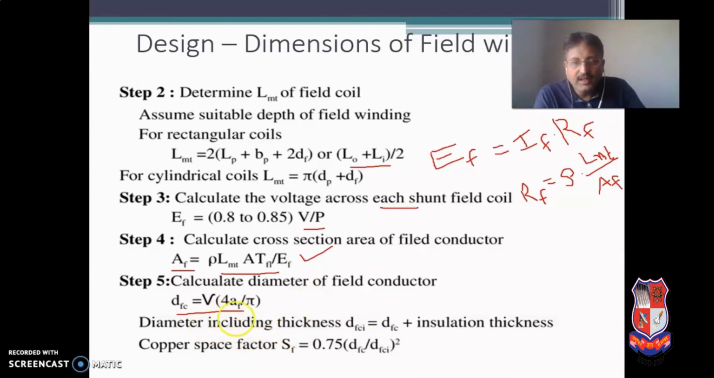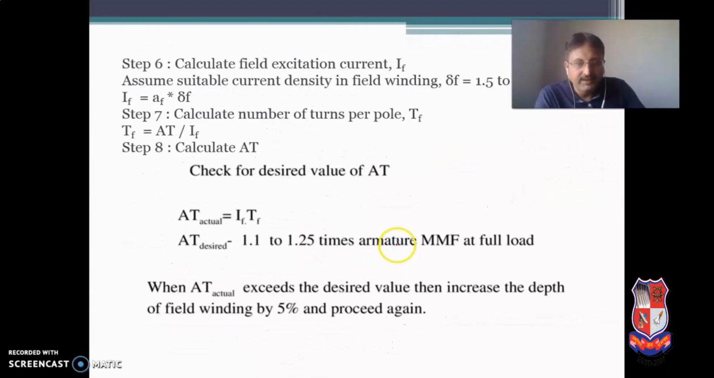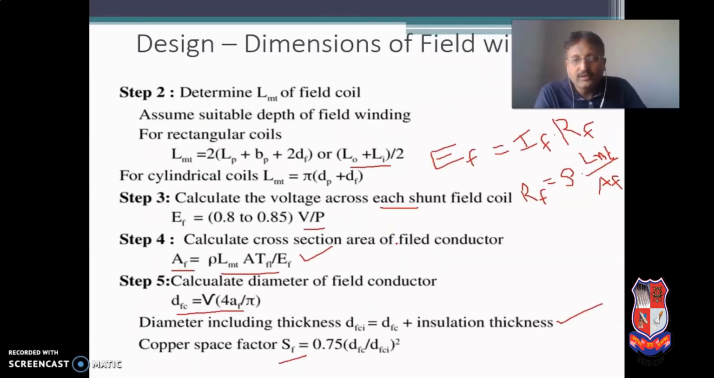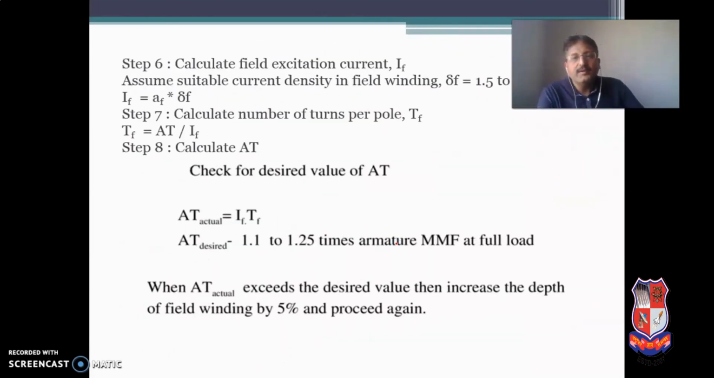And then once you find out the diameter, you have to consider the thickness of insulation also. So this will be including the insulation thickness. And what is the space factor? You have to consider the space factor also, so that is 0.75 here. The next step is to calculate the field excitation current, IF.